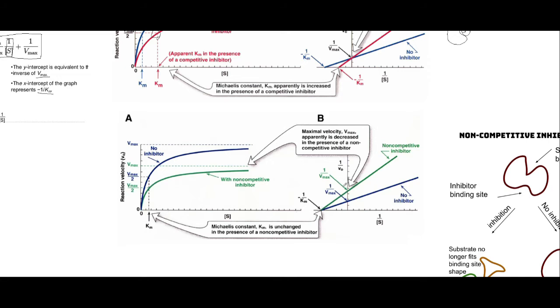On the other hand, if we have a non-competitive inhibitor, then our Km will be the same, but our Vmax will be different. And so we see here we max out lower than what we have with no inhibitor, but our Km's are the same.